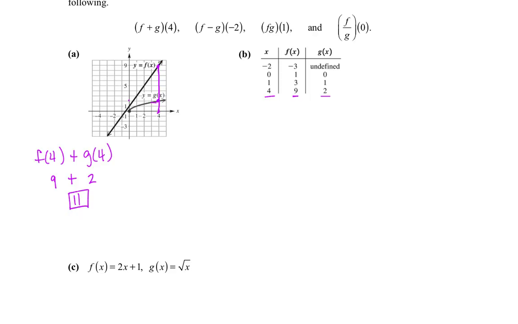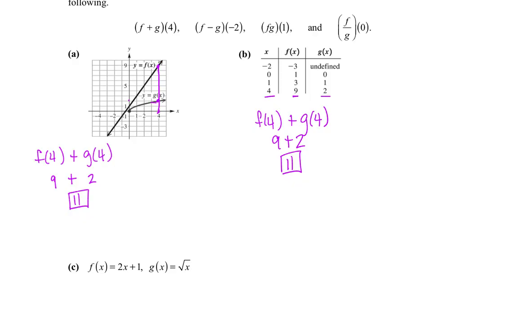So again, f of 4 plus g of 4 is 9 plus 2, so that's 11. Okay, so now we have done f of 4 on A and on B, and notice it's the same information for both. It's just different ways of looking at it. So whether you're given a graph or a table or even an equation.